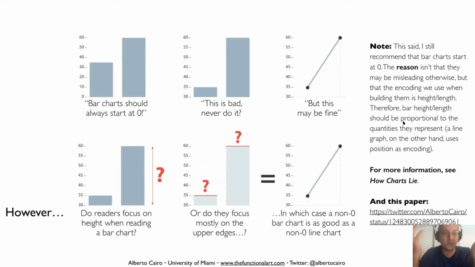Visualization is based on encodings. We get numbers, and then we encode the numbers using certain properties of objects, right? Those properties can be the height, the length, the position, the area, the angle, the slope, the color, etc.